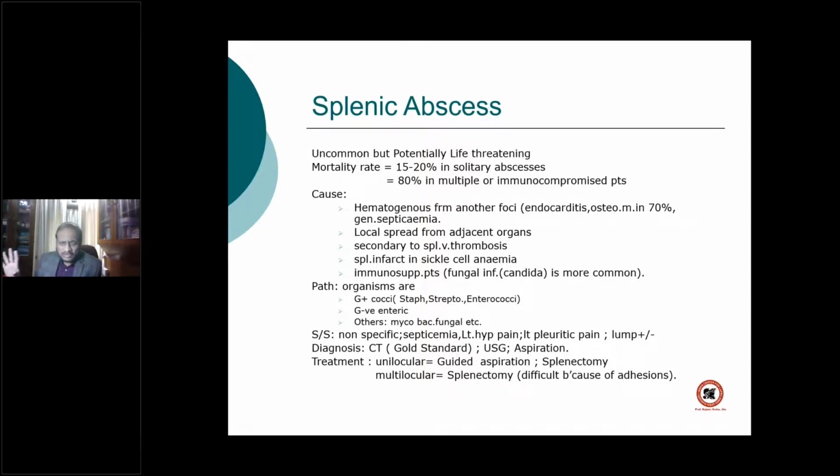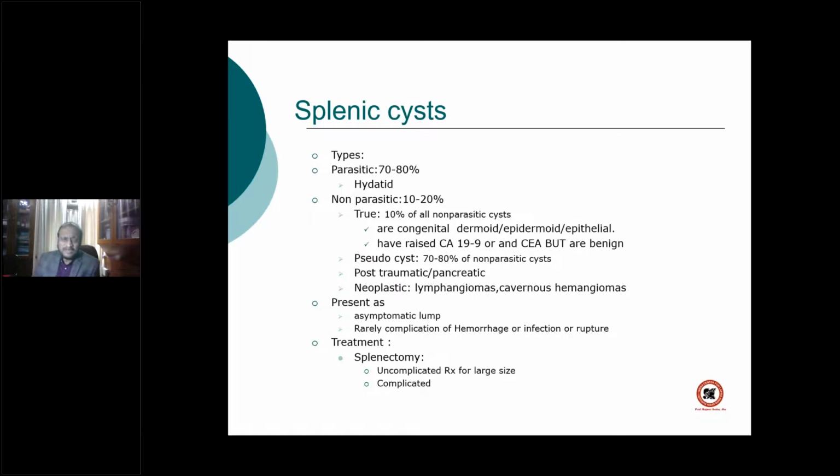If it doesn't, go ahead and do a splenectomy. Multilocular splenectomy is the rule, but easier said than done. Remember, doing a splenectomy for splenic abscess is fraught with a lot of complications and danger. Why? Because of severe adhesions. That is why, more often than not, try not to do a splenectomy in a patient with splenic abscess. Try to treat this patient conservatively, because splenectomy is a major technical exercise in a patient with splenic abscess.